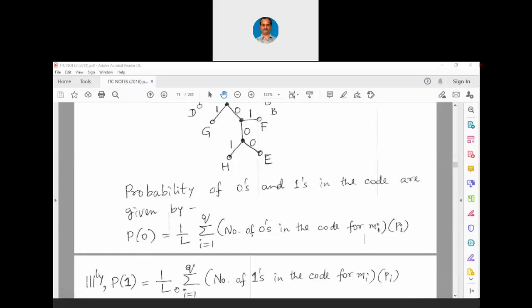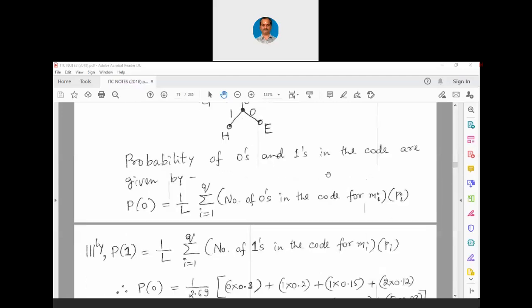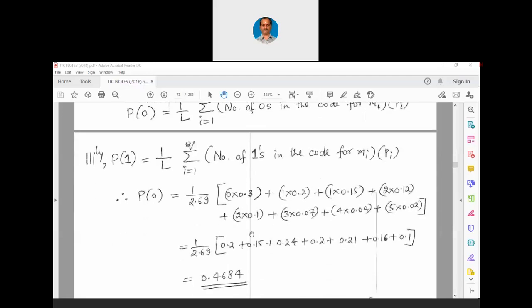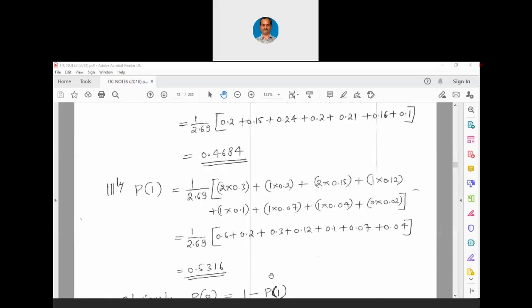P of 1, again the same procedure, 1 over L into summation of i equals 1 to Q, number of ones in the code for the given message into Pi. Anyhow, in this example, we are not considering a message, we are considering a symbol or alphabet. So that way, actually message is again a combination of symbols. A message can always be called a sequence also, and a message can always be called a block size also. Anyway, now P of 0, as per this defined formula, we get P of 0 as 0.4684. Now P of 1 we get 0.5316.